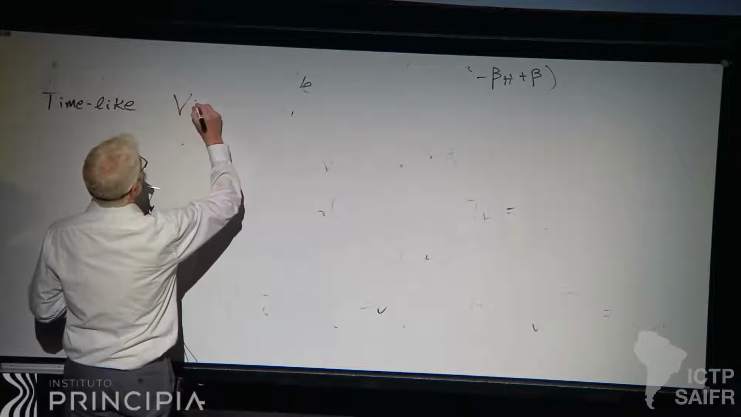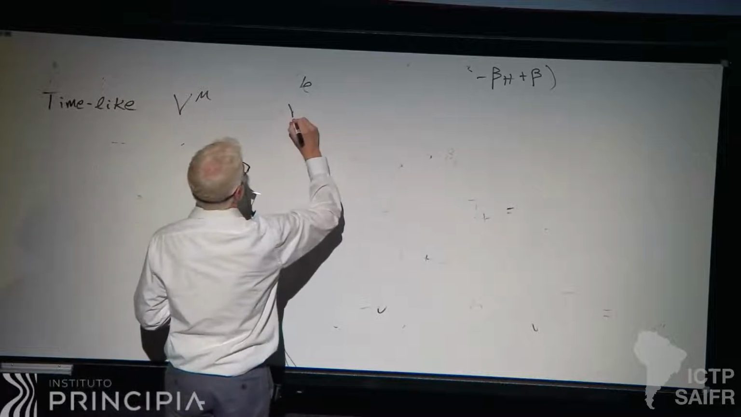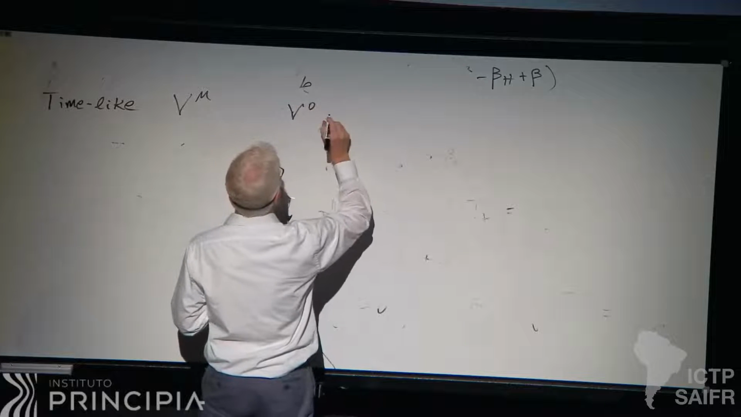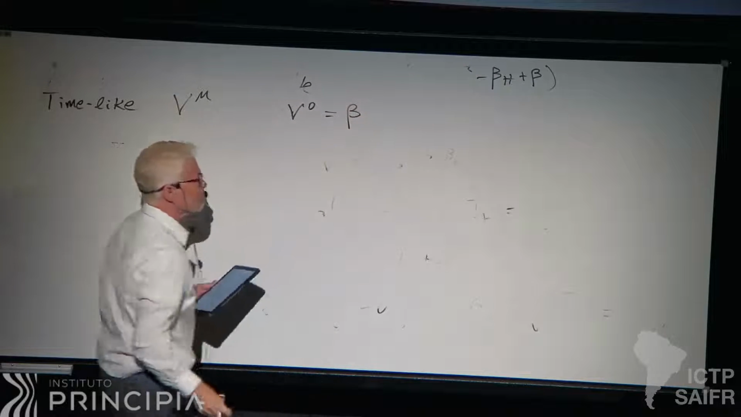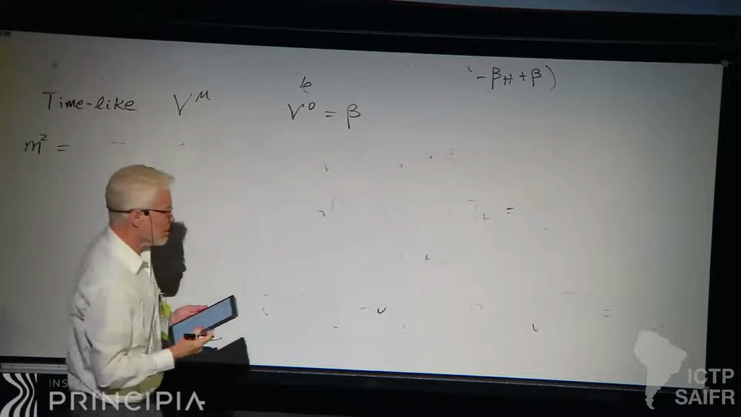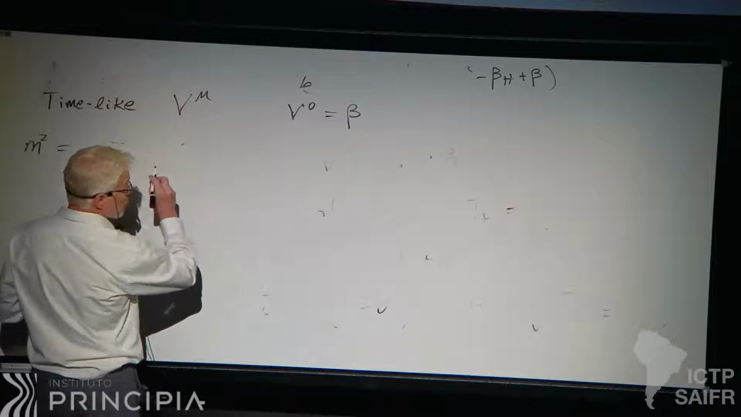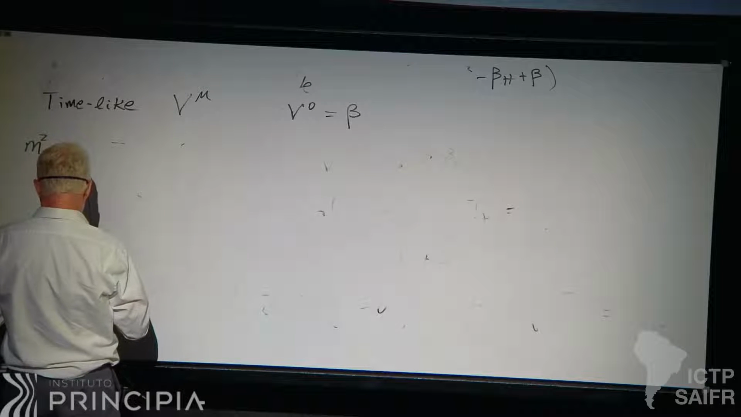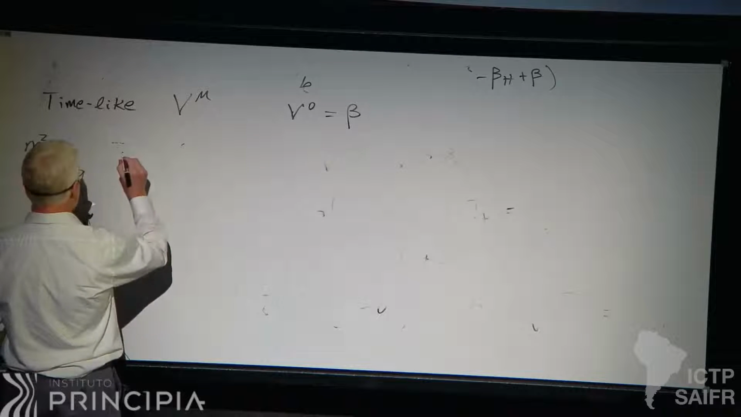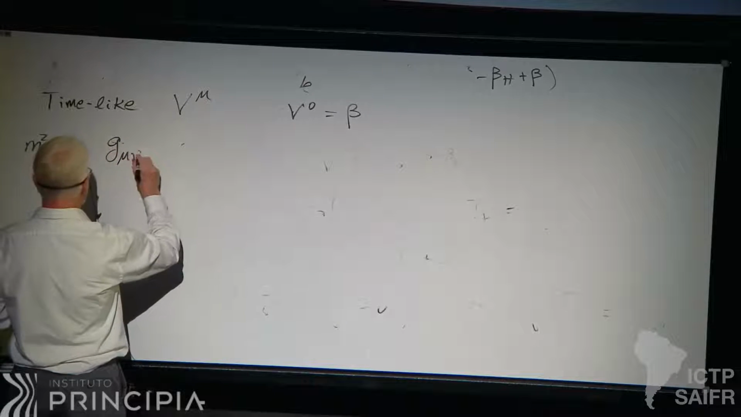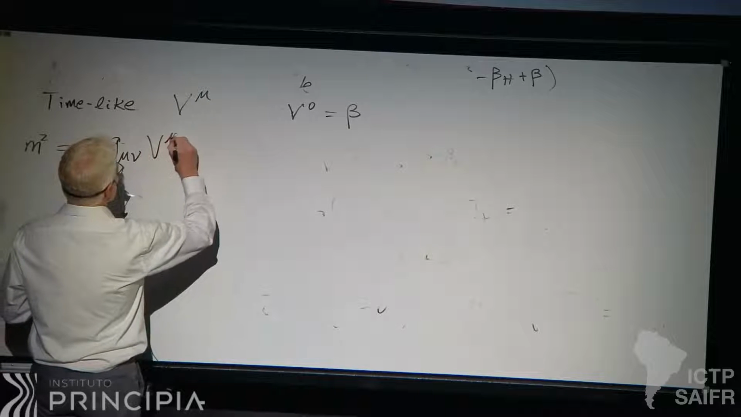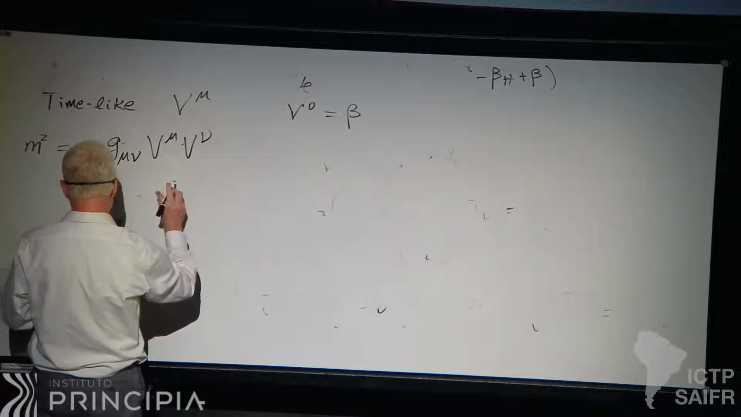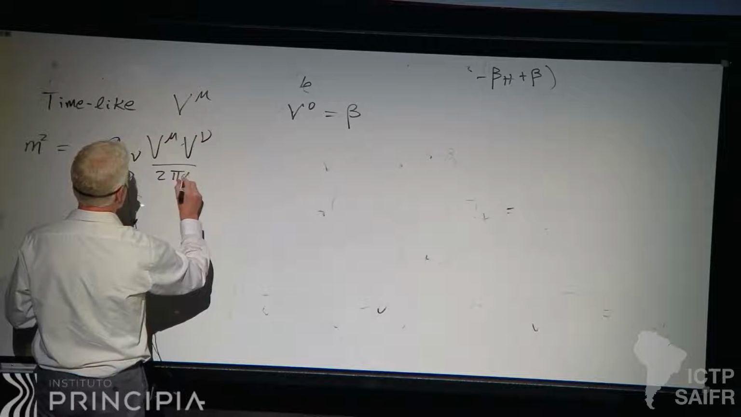Okay, I'll call this V mu, and along the time direction this is basically equal to beta. So if I write things like this, then I can write my mass formula as follows. My mass squared term I can write in the following form: g mu nu times v mu v nu, divided by 2 pi alpha prime.